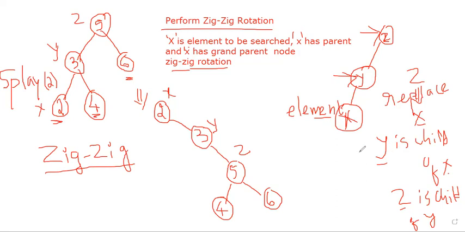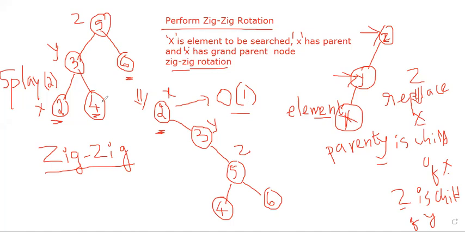And y is the parent. The parent y is replaced, the parent y is a child of x. And z, the grandparent, becomes a child of y. So these are the steps to be followed in the zig rotations. So now we got the element we were searching for at the root position. Now we can search this element, so the time complexity will be big O of one.